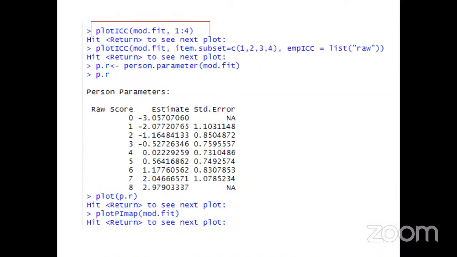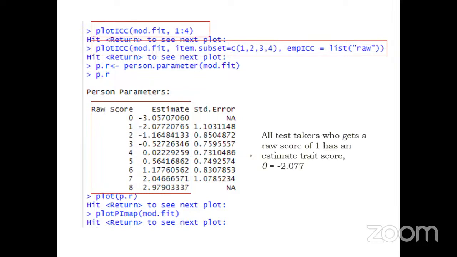You can get the person parameter. What is this person parameter? For each raw score, you get the estimate. It's like the true score for each raw score, which means that, for example, here, all those test takers who get a total raw score of 1 have an estimated trait score of theta equal to minus 2.077. So using a person parameter curve, you can directly plot these raw scores, and you can get an equivalent true score or true estimate of the trait level using this person parameter function.